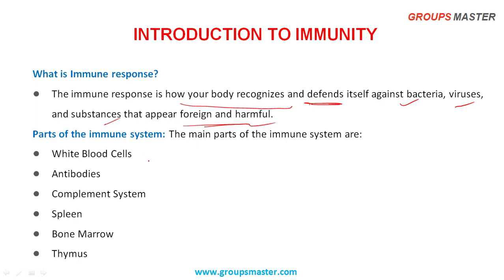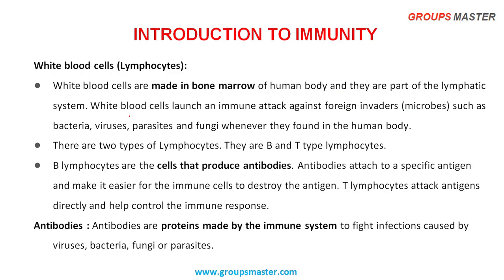What are the parts of immune system ante? White blood cells, antibodies, complement system, spleen, bone marrow, thymus and ఈ విధంగా కొన్ని parts of the immune system గురించి explain చేయొచ్చు. Let us see some of the parts of the immune system.